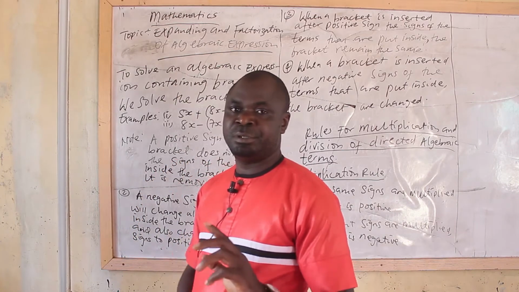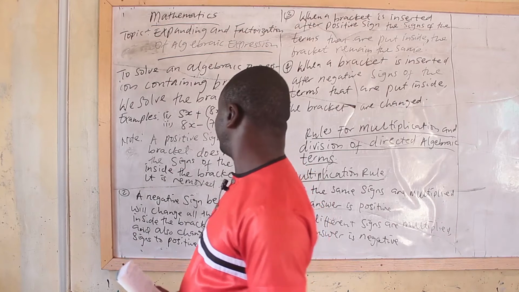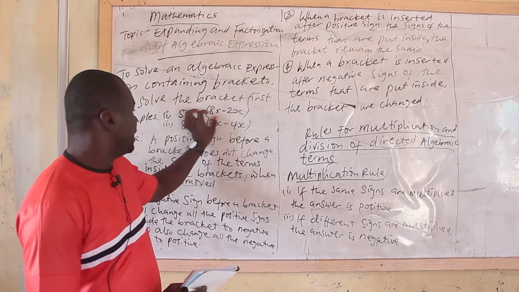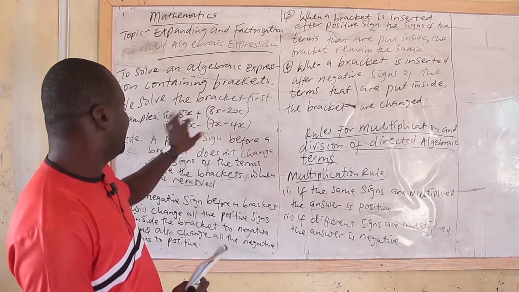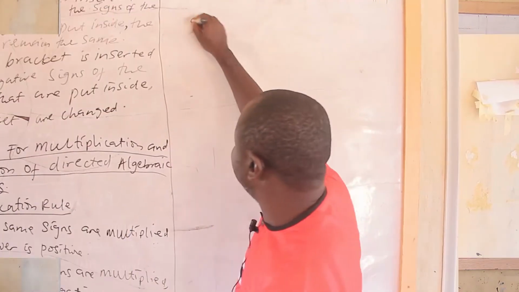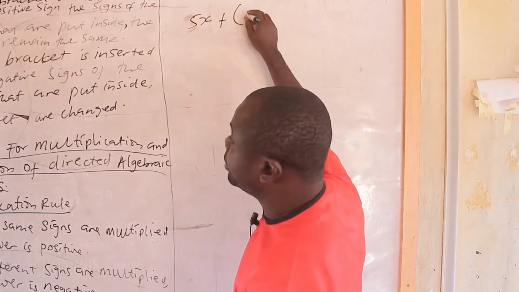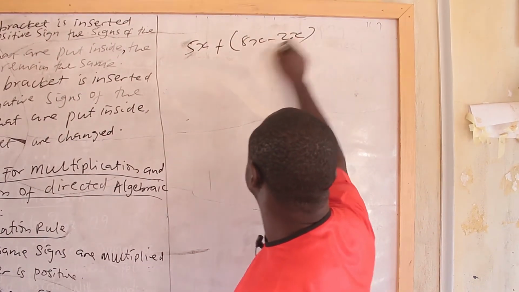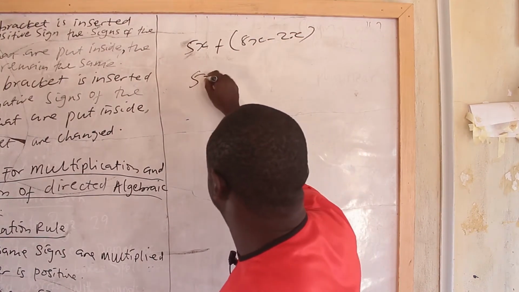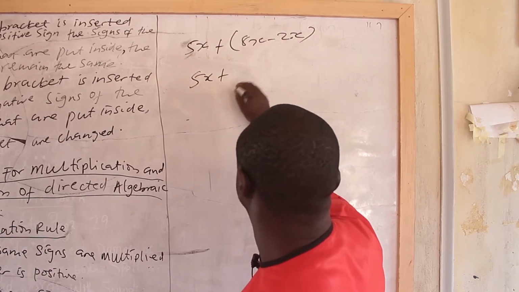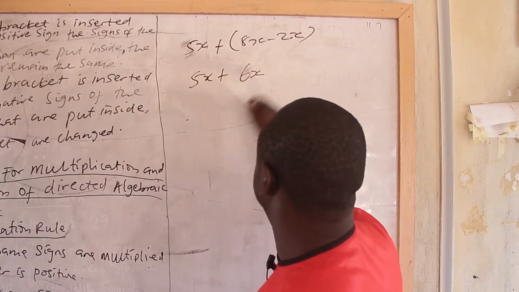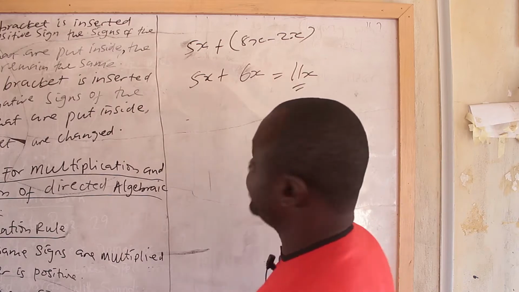For example, if we have 5x plus 8x minus 2x, we solve the bracket first, that is 8x minus 2x, before combining with the outside numbers. From the bracket, 8x minus 2x gives us 6x. Then 5x plus 6x, the answer will be 11x. That should be the answer.